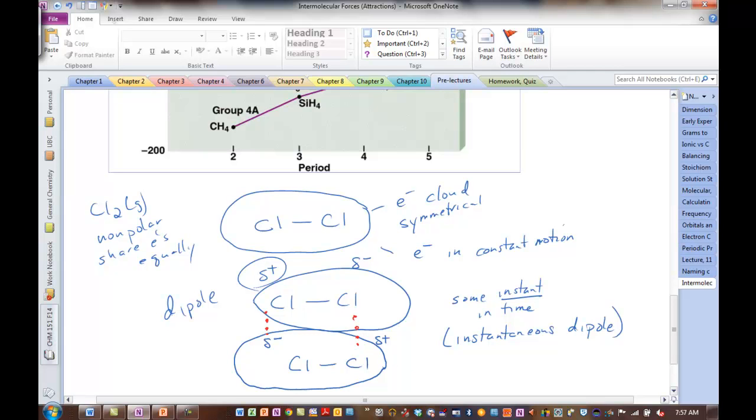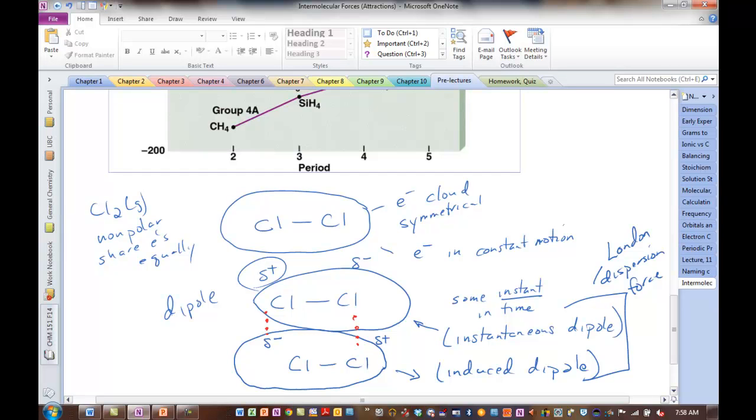And this first one we would call an instantaneous dipole. It just appears at some moment in time. And it forces this one to form a dipole. And we call that an induced dipole. So it's an instantaneous dipole that induces a dipole in another molecule. That collectively together is what we call a London dispersion force. So rather than having to say instantaneous dipole, induced dipole force, we just say dispersion force or London dispersion force. So even in nonpolar molecules, we get these instantaneous dipoles that form attractive forces.